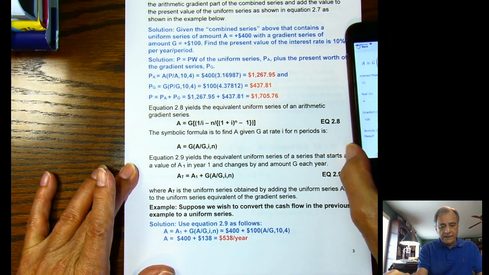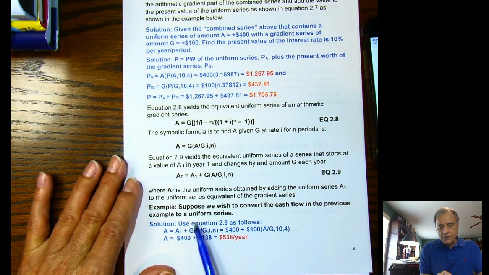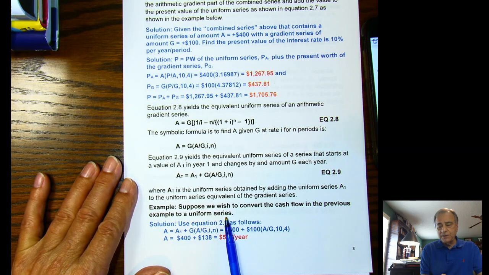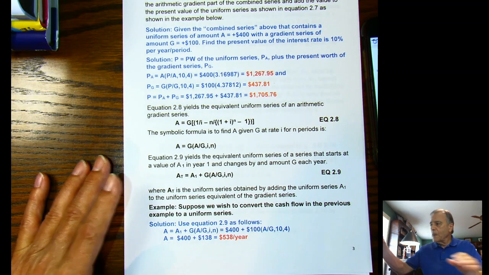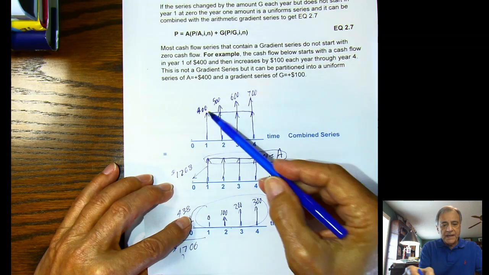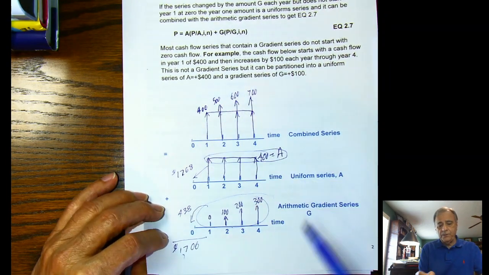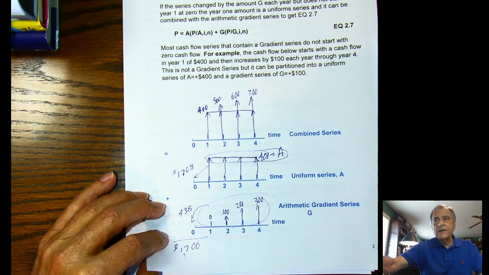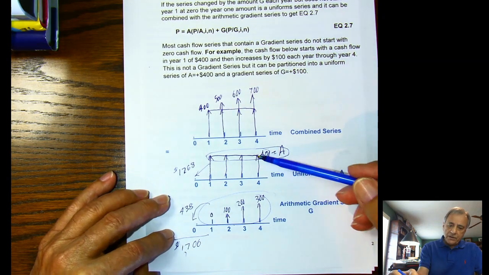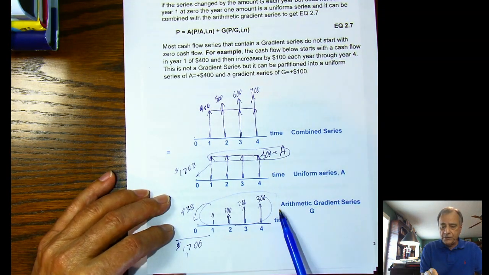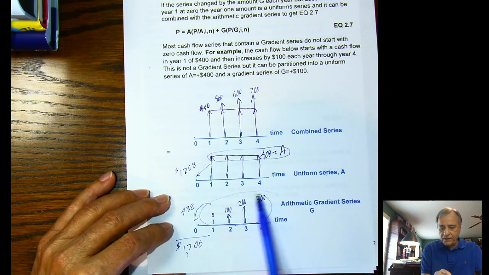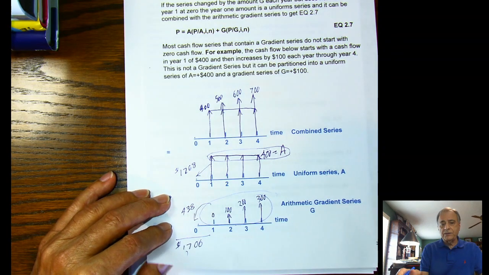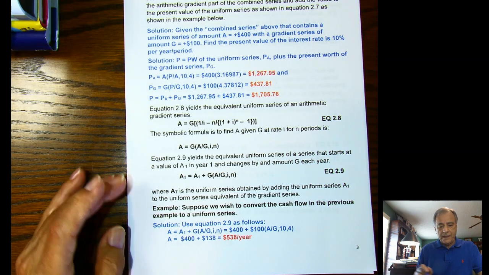And basically, I do that down here. I said, suppose we wish to convert the cash flow in the previous example to a uniform series. So instead of converting this cash flow to a present value, which we did by taking the present value of this and the present value of this, we want to convert that to a uniform series. Well, this is already a uniform series, so all we have to do is get the uniform series equivalent to this series, the arithmetic gradient, and add it to the $400. So that's what I'm doing in the next section here.